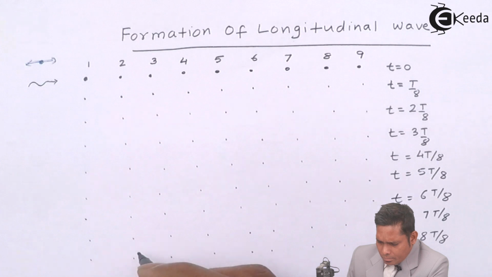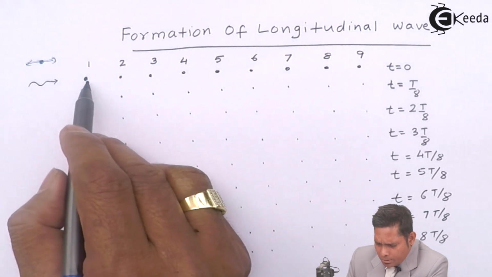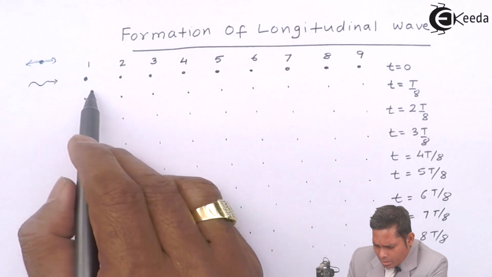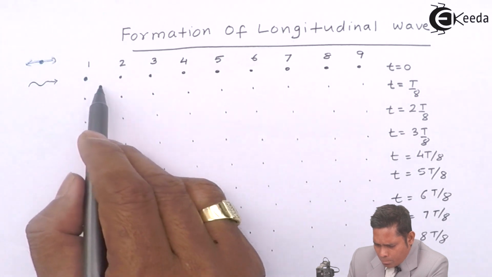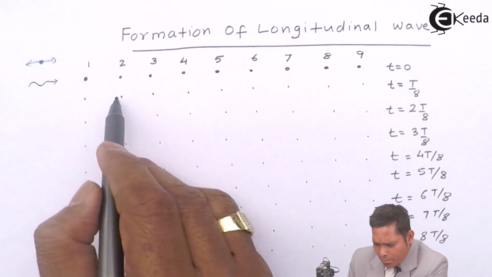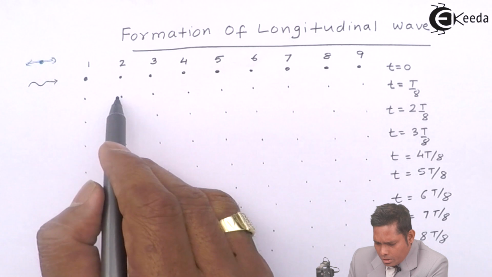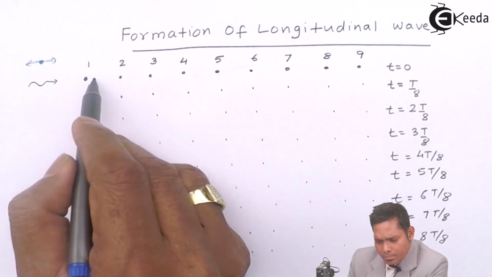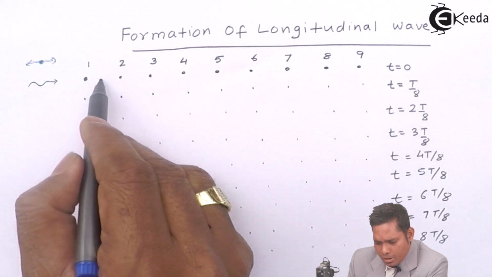So, it will then move to some position. Suppose this distance is the amplitude position. Then it will be reaching somewhere here.